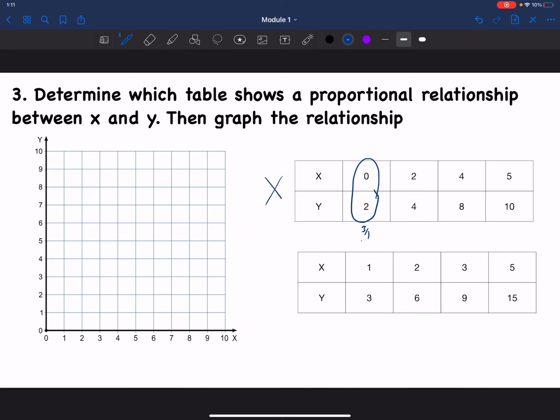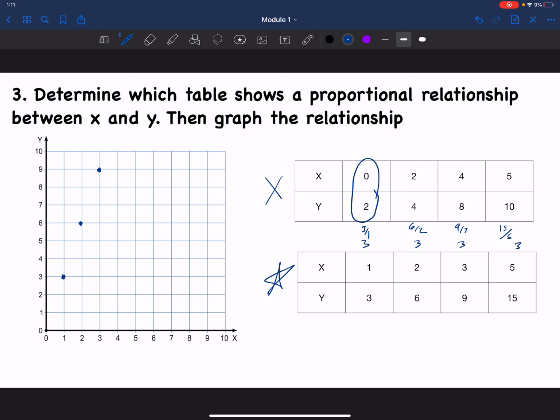So y over x, y over x, y over x, y over x. So every time I do y over x, it simplifies to 3. So this one is my proportional relationship. Now we're just going to graph it. So 1, 3, 2, 6, 3, 9, and 5, 15 does not fit on my graph, but if it did, I would go ahead and graph that one as well.